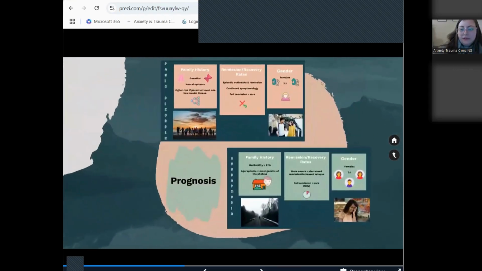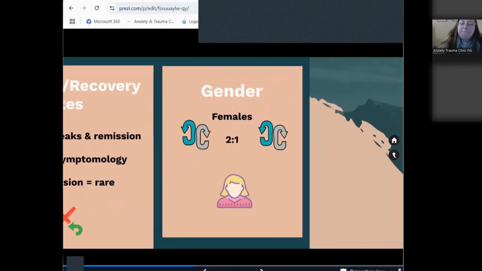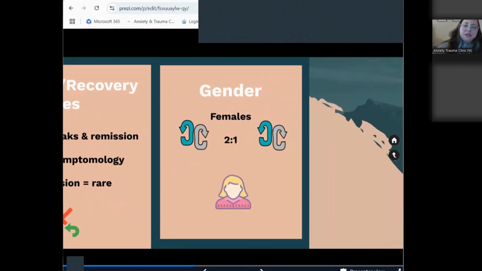Okay, now we're going to go into prognosis. So I know we've got a lot of terms here to familiarize ourselves with, but prognosis is defined as the likely course of a disease or ailment. So how long it's going to run its course in an individual and what it looks like between things like gender, family history, remission and recovery rates, those kinds of things. So we're going to start with panic disorder once again. So we're going to look at gender here for a moment.